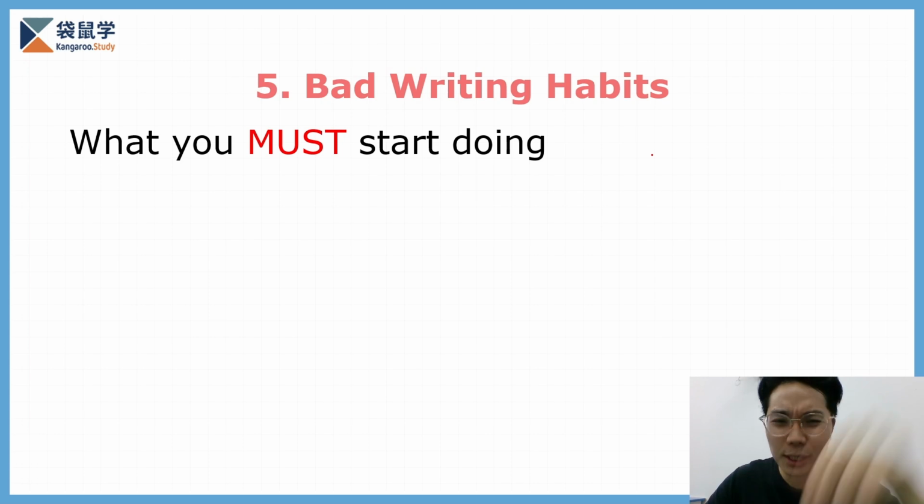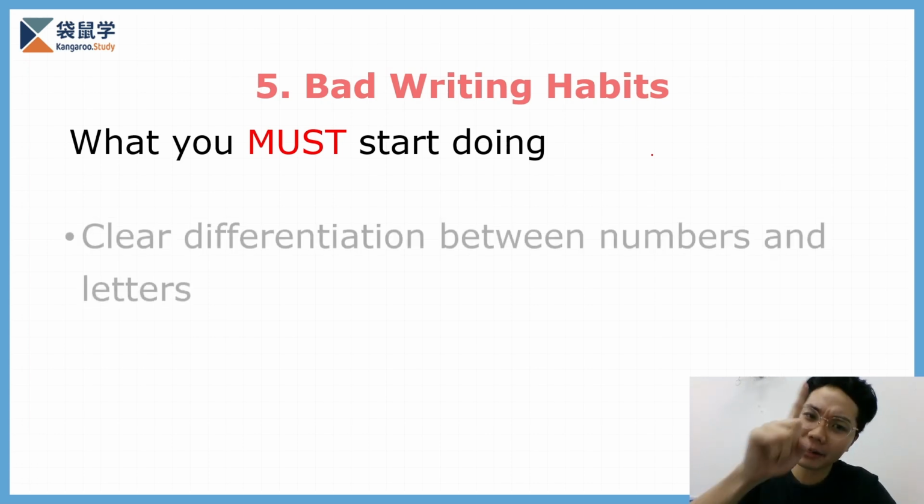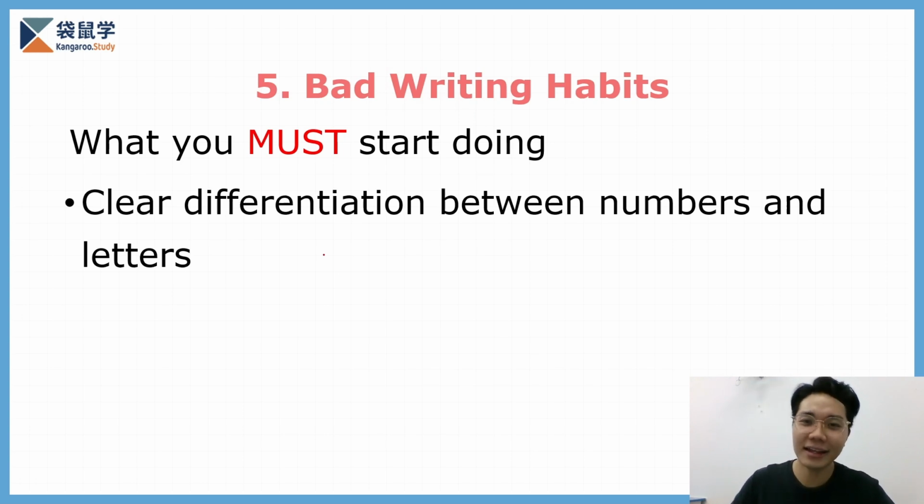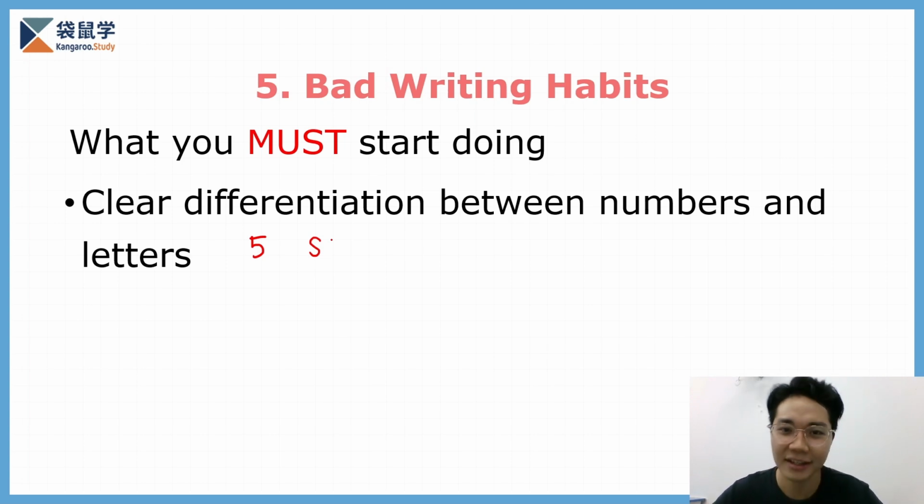So what must you start doing now to prevent it? Number 1, have a clear differentiation between numbers and letters. There's a reason why they are different. The number 5 is pointy at this side, the corner is pointed. The S is a full curve, no points.